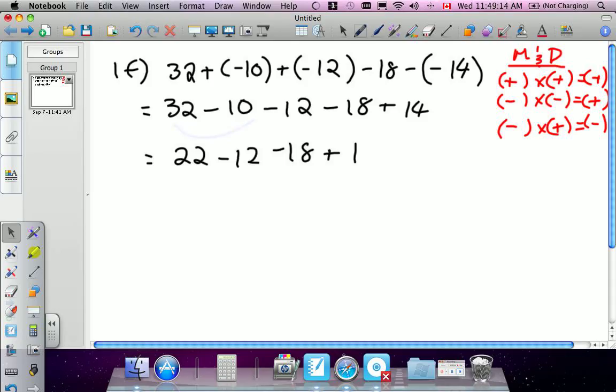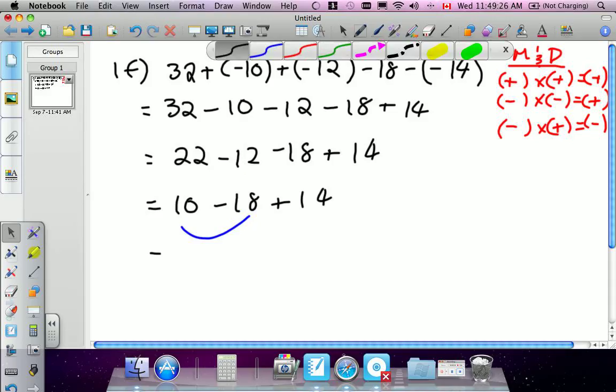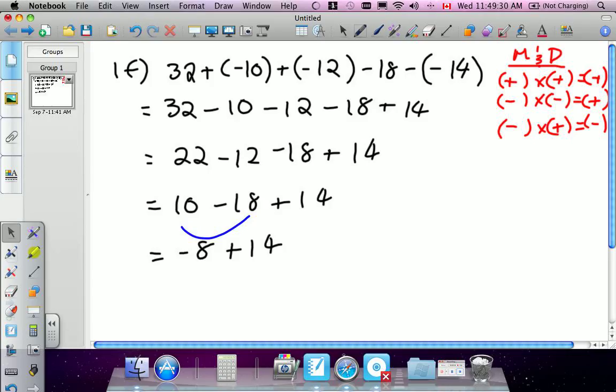Again, I work with the next first two. 22, subtract 12, 10. Bring down the rest of the question. 10 minus 18, negative 8. Good job, Michael. And negative 8, sorry, plus 14. I read that completely wrong. Negative 8 plus 14, positive or negative? Good. Positive 6, just like you guys said before.